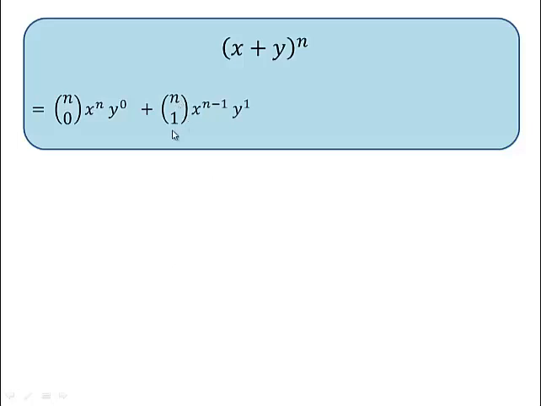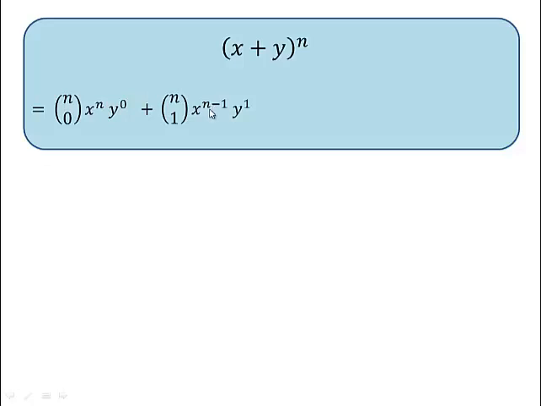We're now going to write the second term of that polynomial. We're still going to choose from n things, but this time we're choosing one of them. See how the y's exponent matches the number of things we're choosing. But what has changed is that the exponent on the x has now decreased by 1.